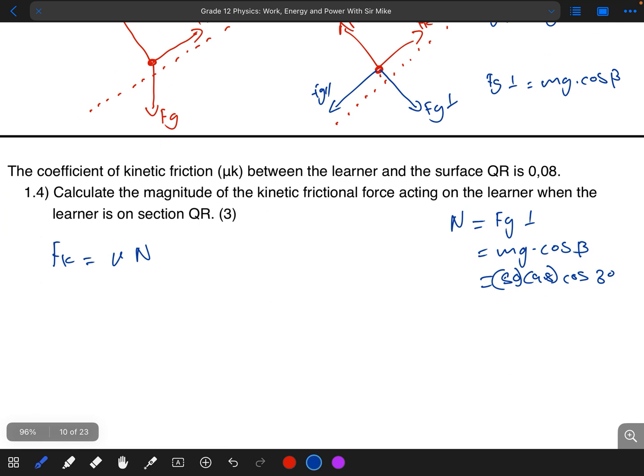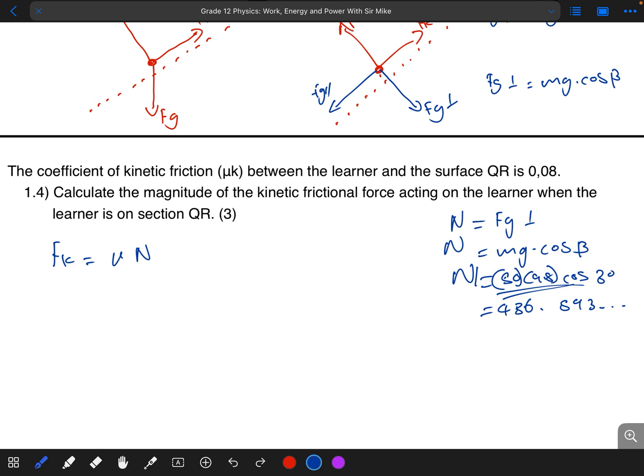Now I'm simply not going to put that into the calculator. Why? Because it will give me a recurring number, which is 436, 593 and so on. But I'm not going to round it off, because that's not actually the final answer. I'm just going to reserve that there. So instead of the normal force in that formula, I'm simply going to replace it with that.